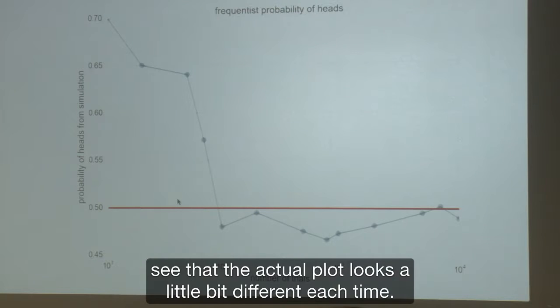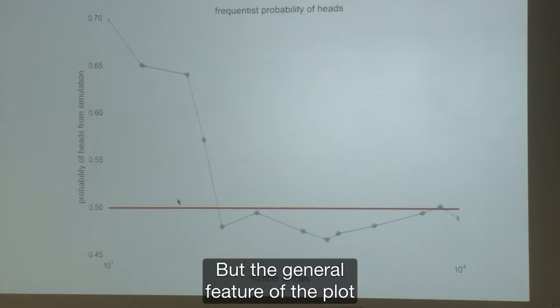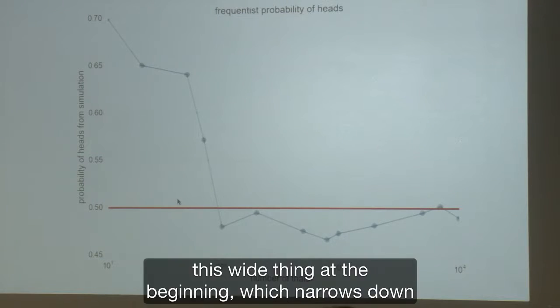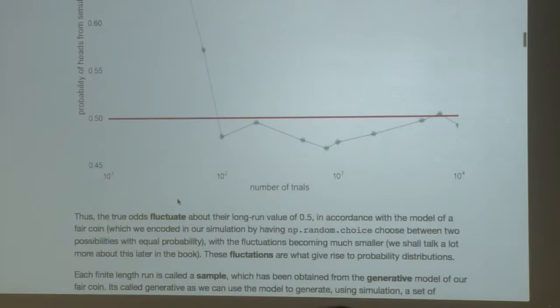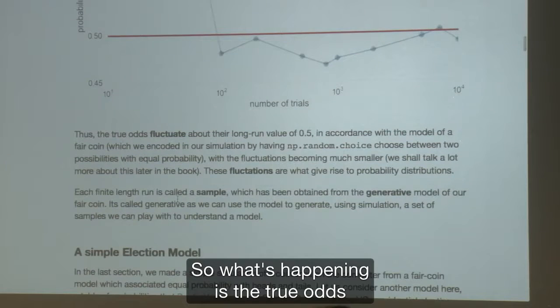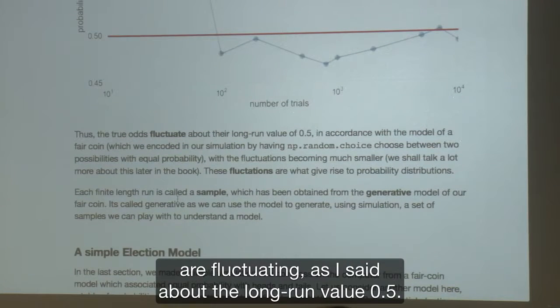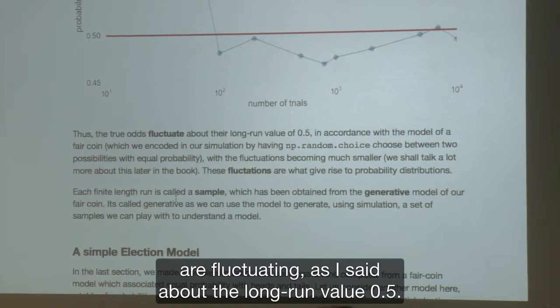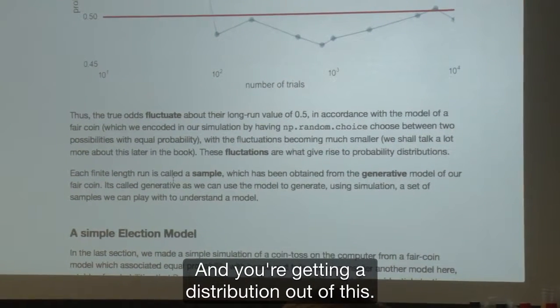And you'll see that the actual plot looks a little bit different each time. But the general feature of the plot is the same, that basically you have this kind of wide thing at the beginning, which narrows down as time goes on. So what's happening is that the true odds are fluctuating, as I said, about the long run value of 0.5. And you're getting a distribution out of this.